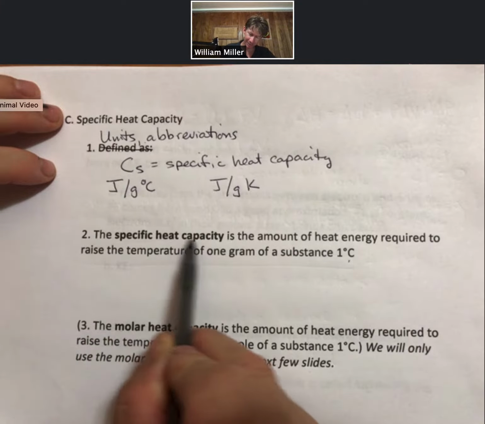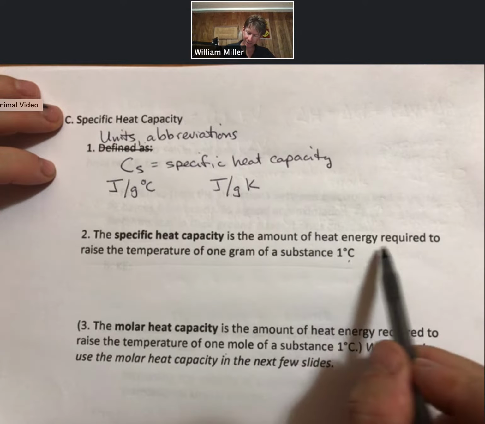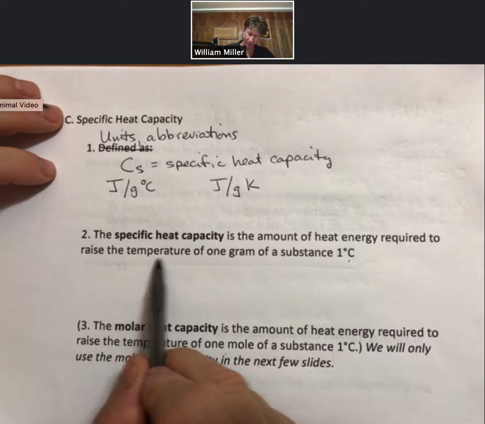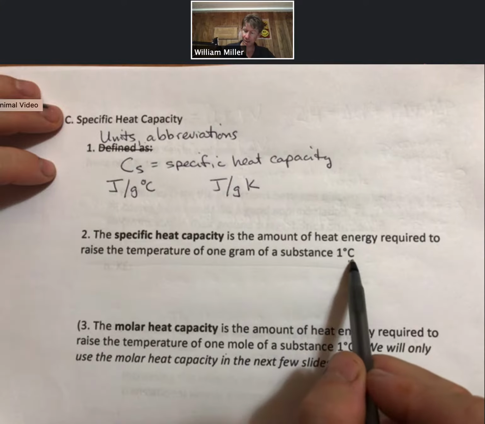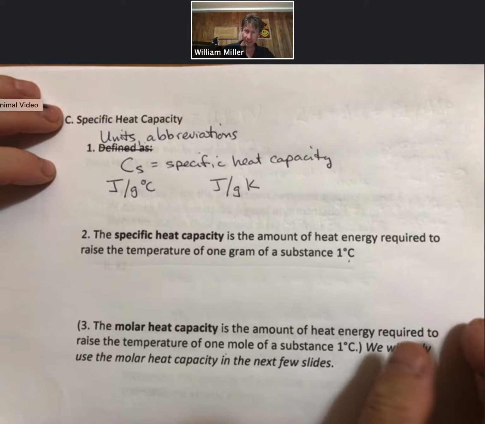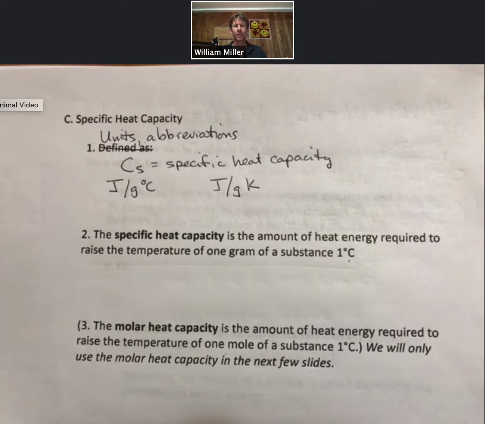Let me refer to the definition here. The specific heat capacity is the amount of heat energy required to raise the temperature of 1 gram of a substance 1 degree Celsius. If we think about how that definition relates to Kelvin, we know that 1 degree Celsius and 1 Kelvin are the same size.